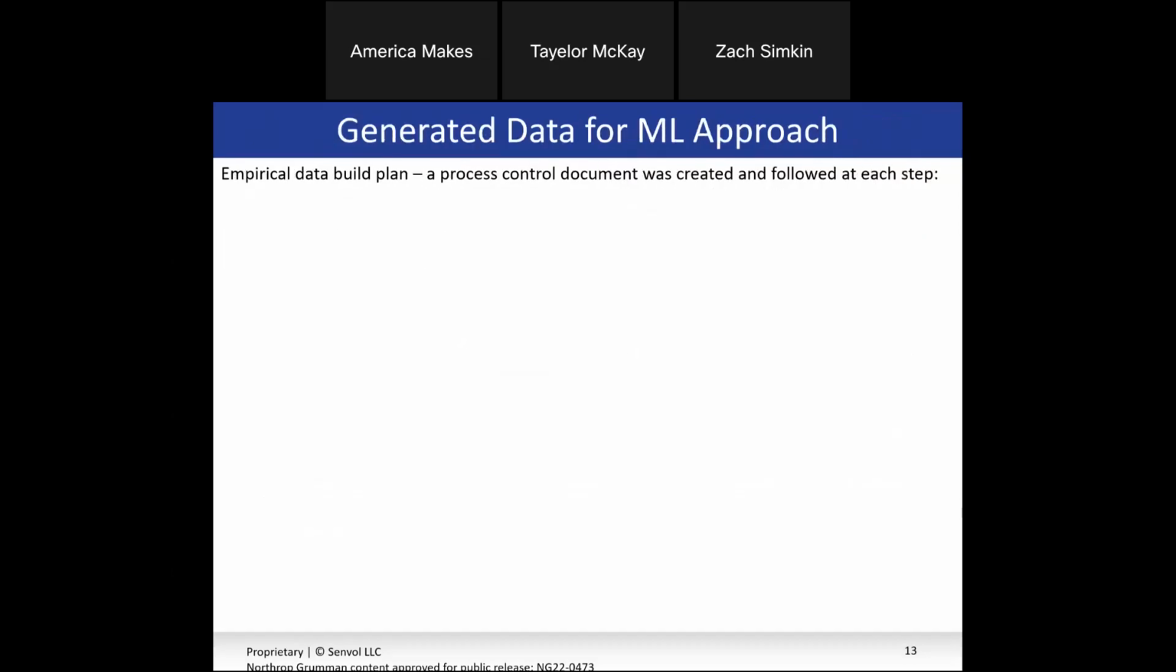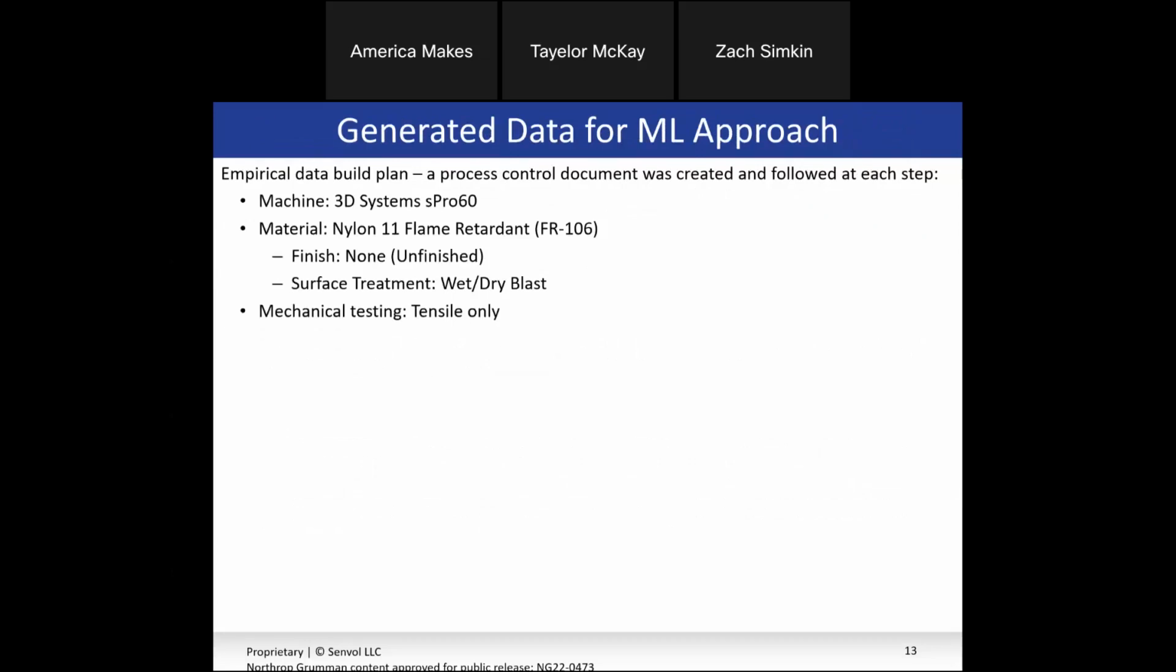We, of course, had a process control document that was used at each step. And in this program, we used 3D Systems S-Pro 60 machines, which again are polymer powder bed fusion. We used a nylon 11 flame retardant material called FR106, which is supplied by, I believe, ALM. We didn't do any finish, and there was a wet dry blast. For this program, we looked at Z orientation tensile coupons only, and they were ASTM D638 type 1 specimens.